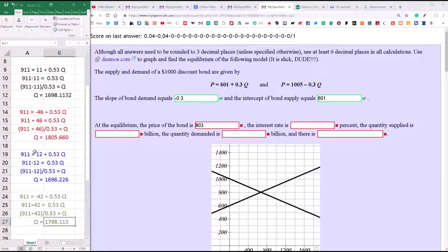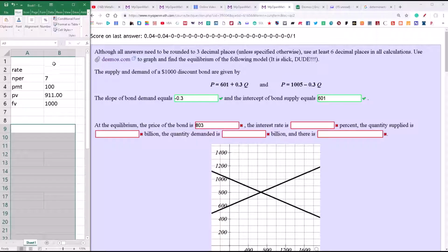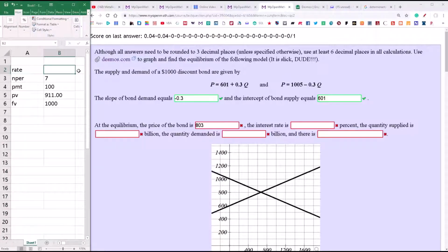Now we have to go back to our spreadsheet here, and I'm going to go ahead and delete all this stuff out here. That's from the previous problem. The bond is a discount bond, and the discount bond means there's no payment, right? It's a zero coupon bond. The future value is $1,000. That's given to you right here. And we've got one period. And then our price is 803, right? So we want to know the interest rate.